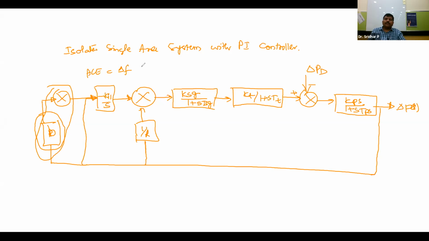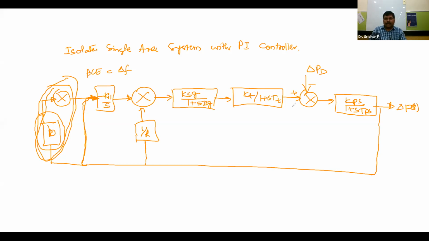Whatever that is, it is nothing but the delta F only. So delta F is readily available here, so straight away it will be connected back to the PI controller. That's why you must have a practice of drawing these composite block diagrams or single area block diagrams. Otherwise, you people will be completely confused.